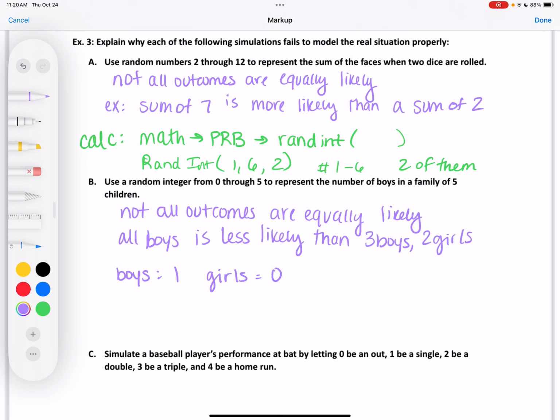And to use my random number generator here and let it produce and tell me how many of each I'm going to have. So I'm going to have random integer, 0 and 1. Oops. And I need 5 at a time.